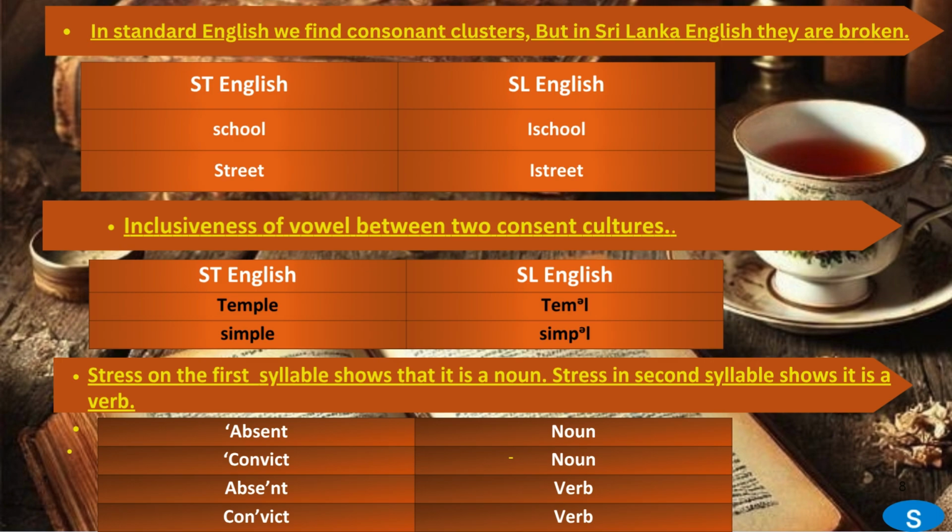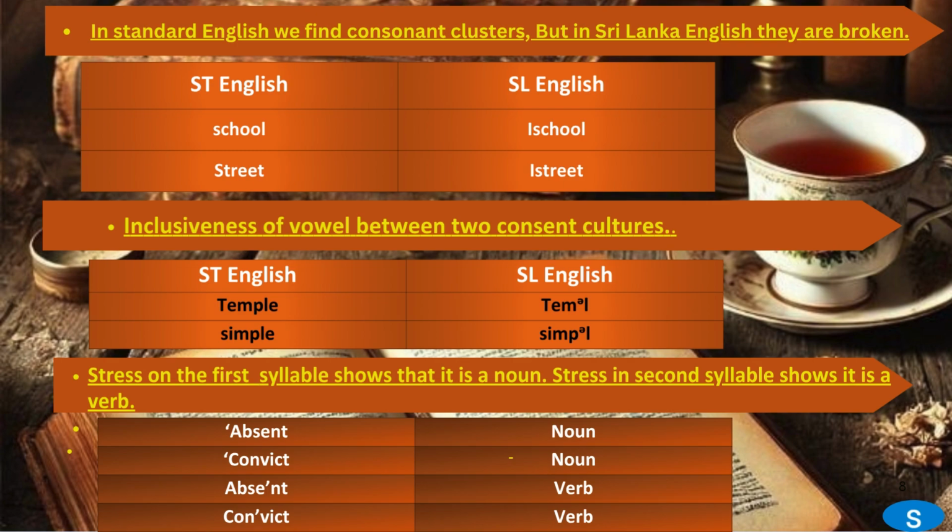Next one is insertion of a vowel between two consonant clusters. For example, Standard English, temple, but Sri Lankan English, temple with an added vowel. In Standard English, simple. Sri Lankan English, simple with an added vowel.